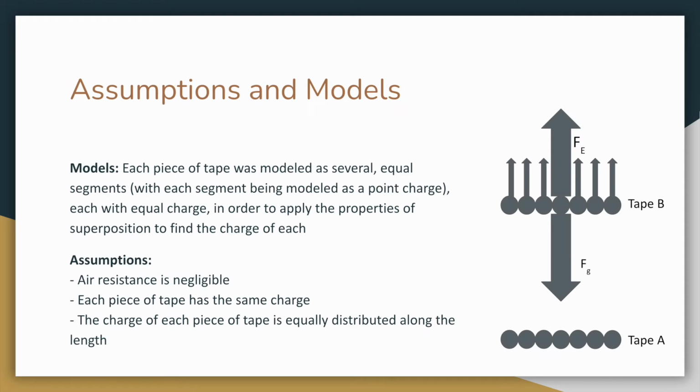With regards to the assumptions and models that we used, each piece of tape was modeled as several equal segments, with each segment being modeled as a point charge, each with equal charge, in order to apply the properties of superposition to find the charge of each. We assume that air resistance is a negligible force, each piece of tape has the same amount of charge, and the charge of each piece of tape is equally distributed along the length.